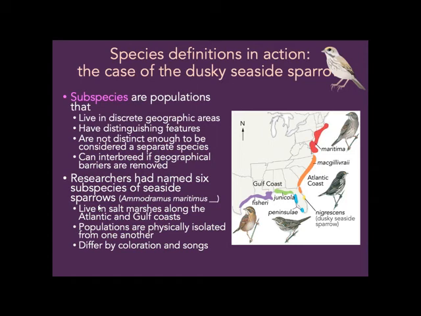All right, so researchers have named 6 subspecies of seaside sparrow. This is the genus name, Ammodramus, and then the species name is maritimus, and if you have a subspecies, that comes after this part. So like you have Ammodramus maritimus maritimus, Ammodramus maritimus mcgillivraii, whatever. But the one that is of interest is Ammodramus maritimus nigrescens, which is the dusky seaside sparrow. Okay? And they live in these salt marshes along the Atlantic and Gulf coasts.